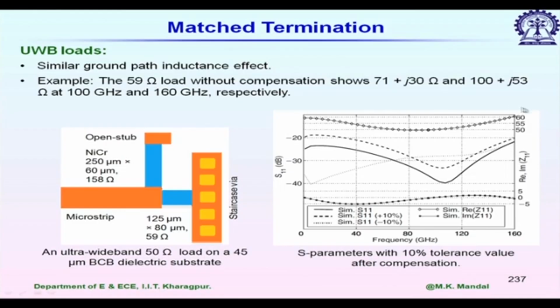And now, the right hand side is showing the real and imaginary part of the input impedance as seen by this microstrip line. The imaginary part is approximately 0, you can follow this line, it is within plus minus 5 j, and the real part is very close to 50, it varies between 50 to 60. So, overall S11 is below 20 dB.